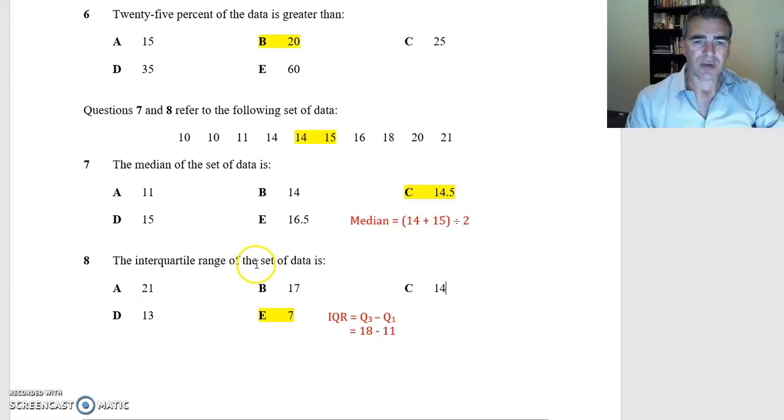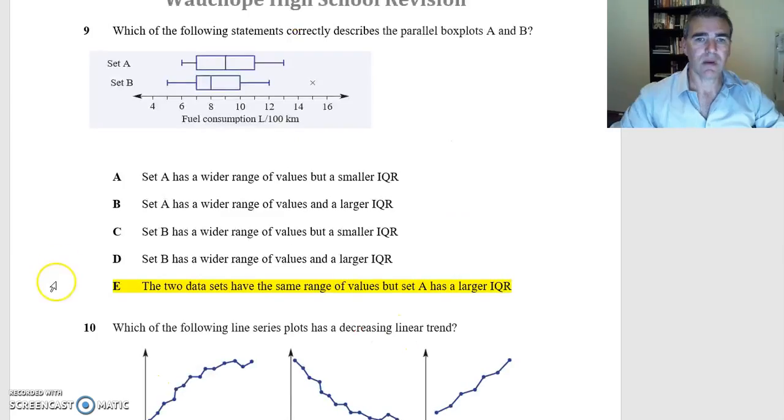The interquartile range is our Q3 minus Q1, so we have to find the median of these 5 scores. Remember, this one gets included in there. So our upper quartile is 18, and our median for the lower one, which gives us our lower quartile, is 11. So 18 minus 11 gives us an interquartile range of 7.